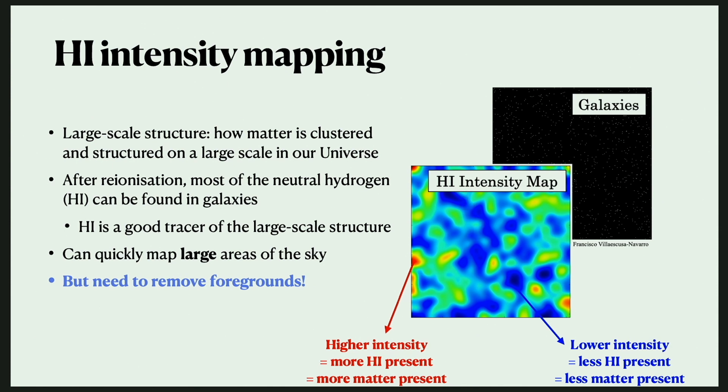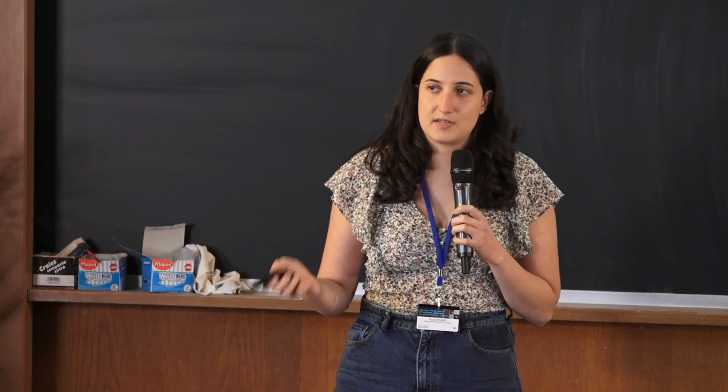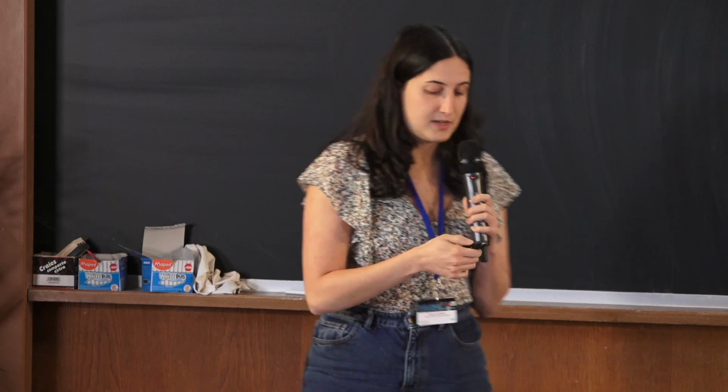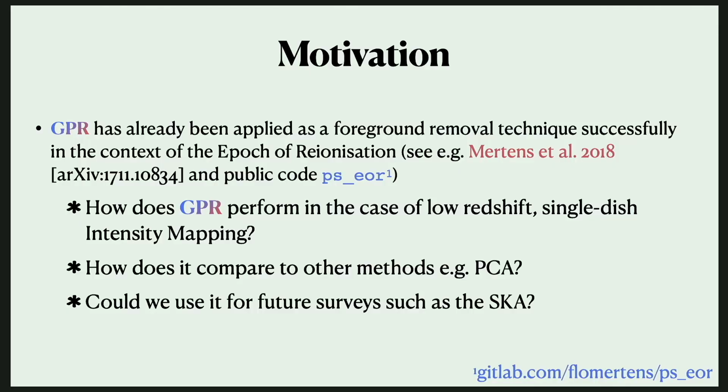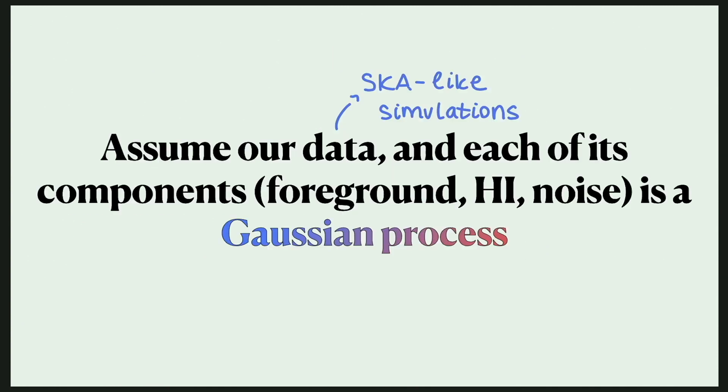This is a great way to map large areas of the sky very quickly, but we end up also detecting really huge foregrounds that we need to get rid of. And the idea behind this project was that GPR has already been used for foreground removal in high redshift studies of epoch of reionization, but we wanted to see if it would work for low redshift studies of the large-scale structure. And so we wanted to ask how would it work in our case, how does it compare to other methods such as PCA, and could we use it, for example, for the SKA?